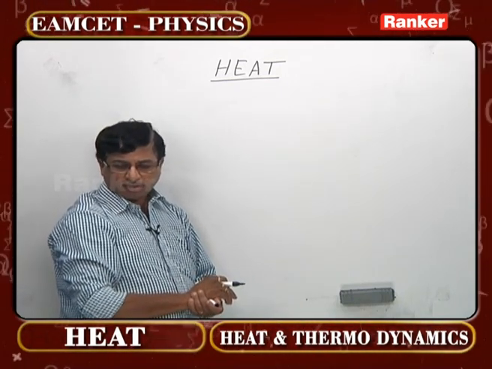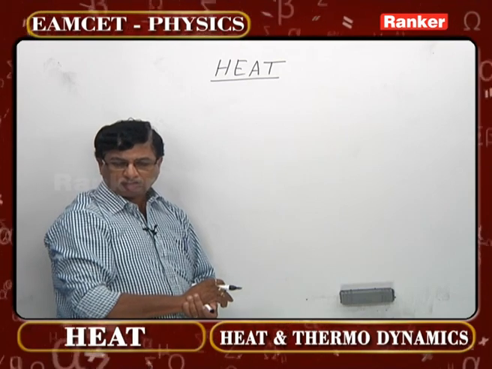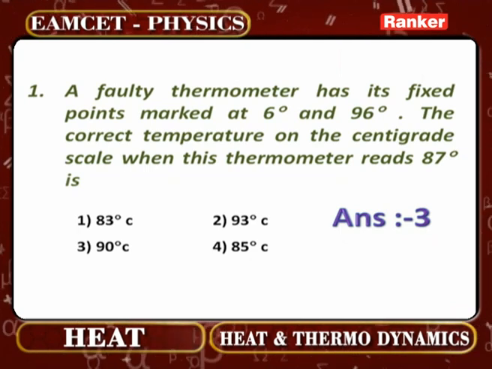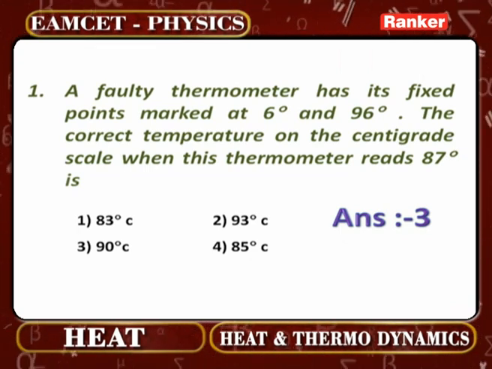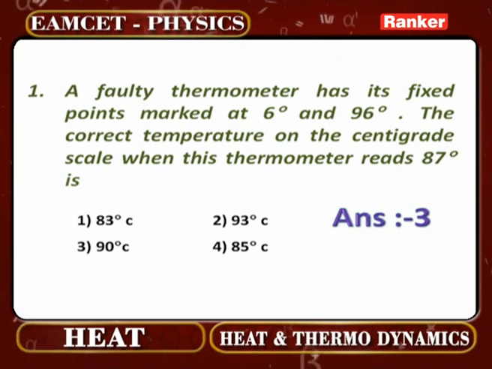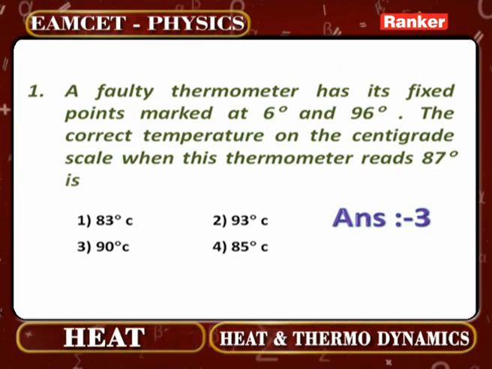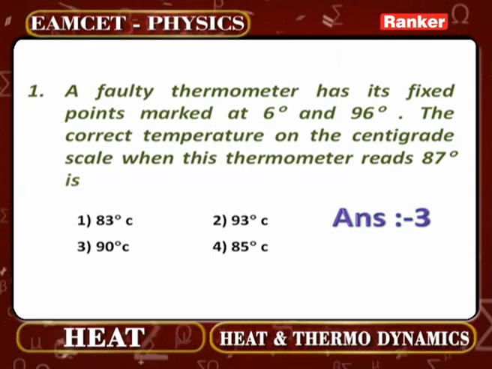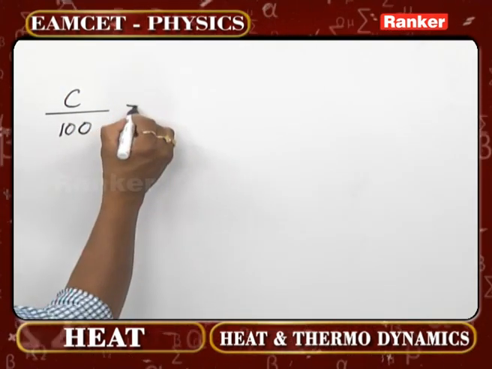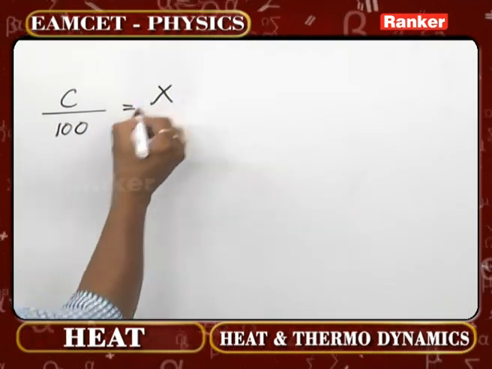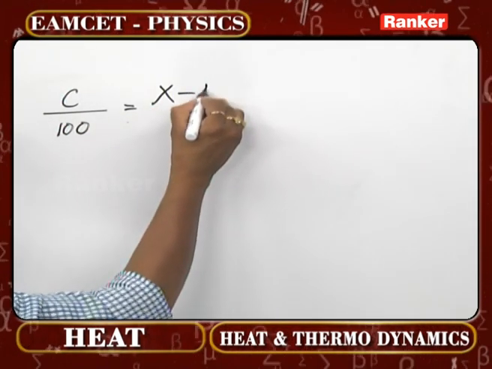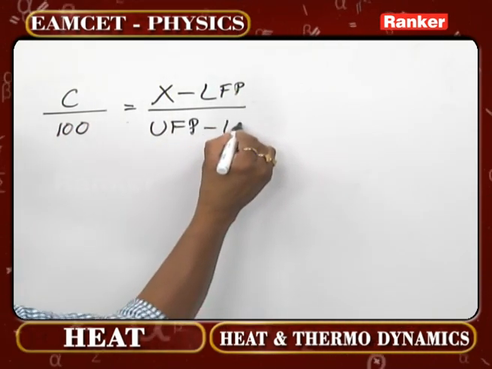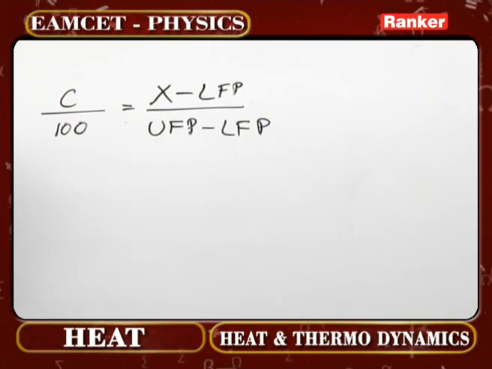So let us now check some of the questions based on all these formulae we have taken up. A faulty thermometer has its fixed points marked at 6 degrees and 96 degrees. The correct temperature on the centigrade scale when this thermometer reads 87 degrees is how much? We all know the Celsius scale, we just want the value in centigrade. So C by 100 is equal to this faulty thermometric scale reading, if I take it as x, minus lower fixed point by upper fixed point minus lower fixed point. This is the formula I have already told you.